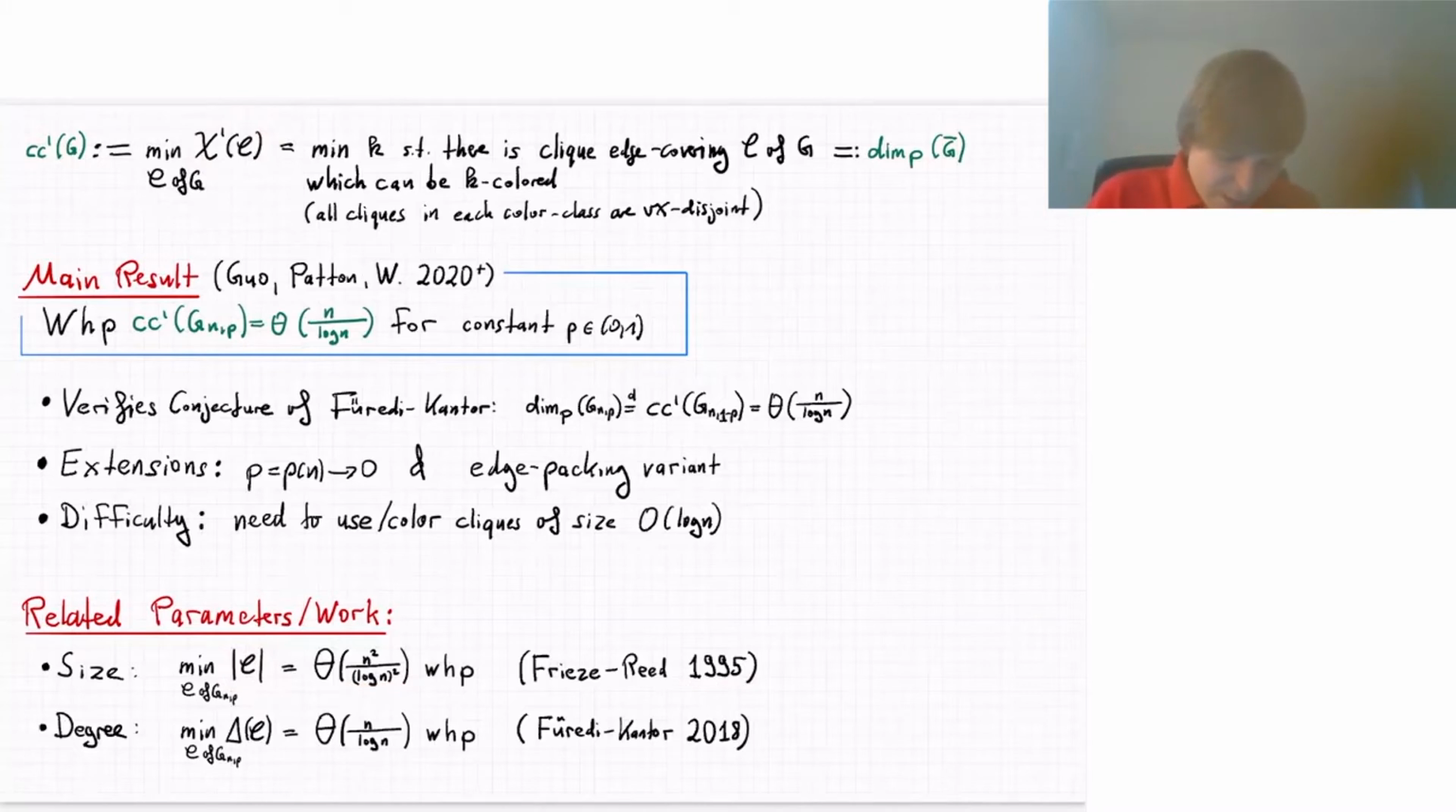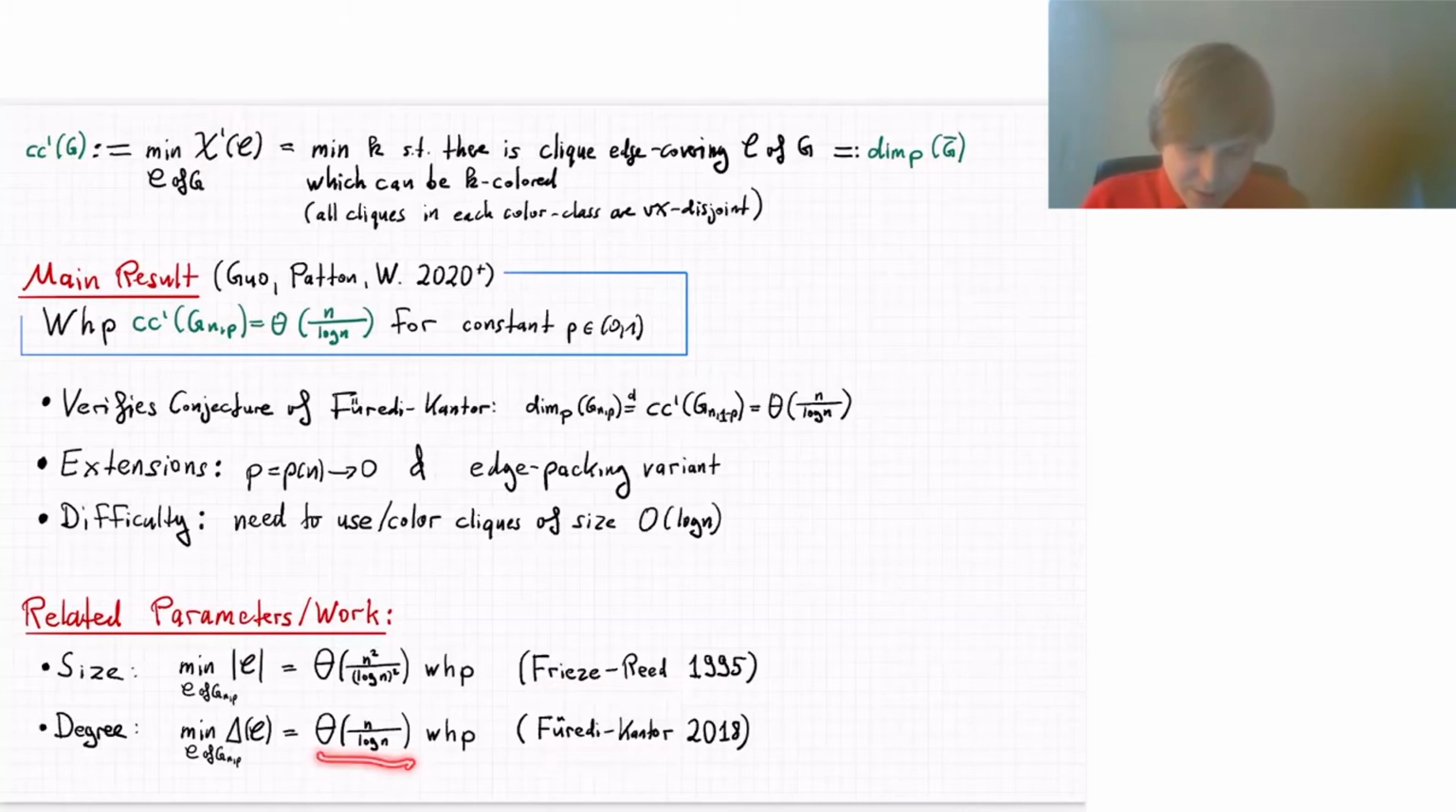Instead of size, you can also look at the degree. In other words, what is the maximum number of cliques that one vertex is contained in? This is also very closely related to the chromatic index, because the chromatic index has to be at least this maximum degree. And Friedgut and Kahn in 2018 showed that this maximum degree is of order n over log n, by reusing some ideas from this Frieze-Reed paper. They managed to deduce this.